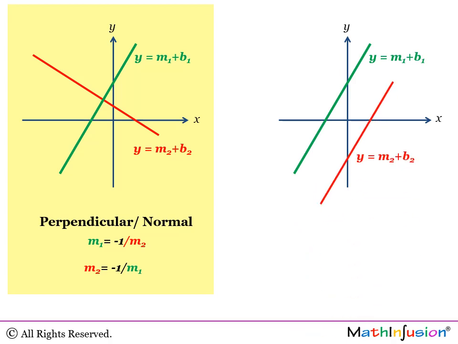When we have 2 parallel lines, it's really easy. They have the same slopes, so m1 equals m2.